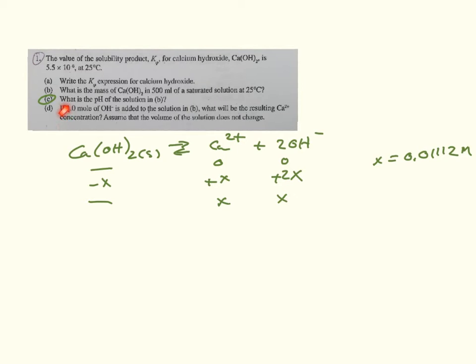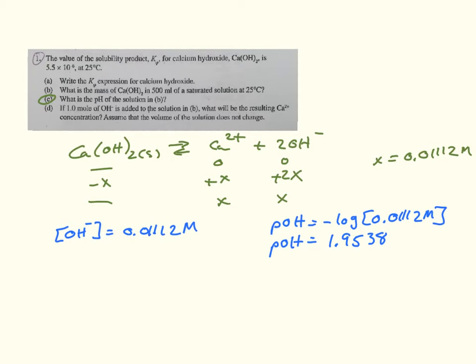Let's look at part C. Part C wants to know what is the pH of the solution. Well, we've already figured out most of it. Since we know the value of x and what its concentration is, to figure out the pH, all we've got to do is relate it to the concentration of hydroxide at equilibrium. Since we know this is 0.0112 and that's the concentration of OH, we just have to convert OH concentration to H+ and then to pH.